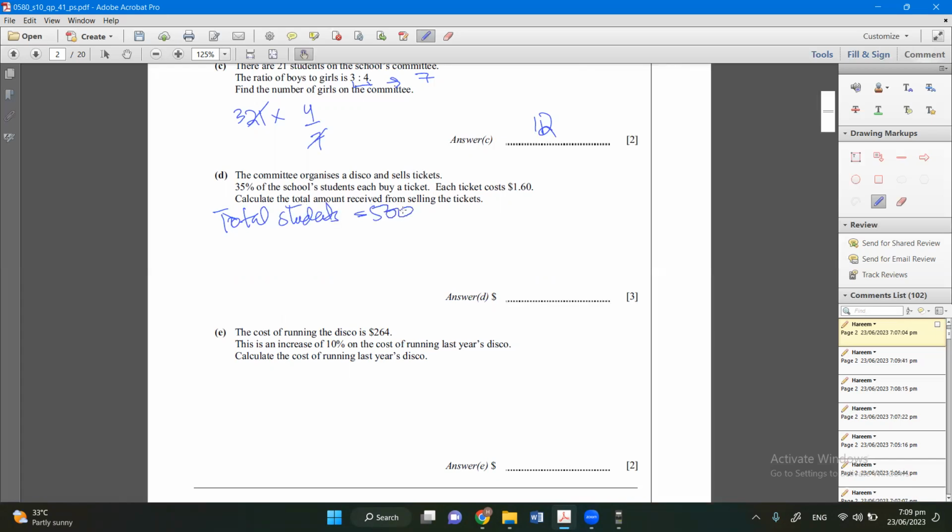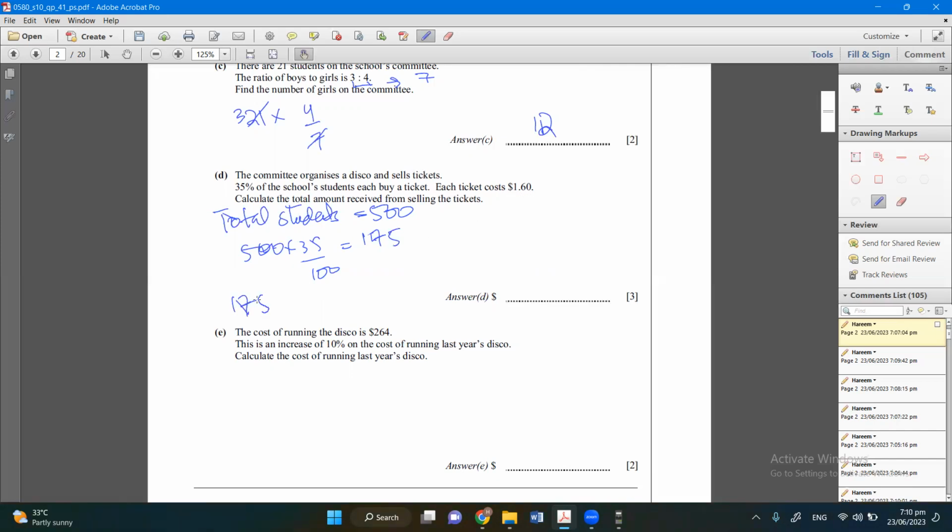Total students equals 500. If I take 35% of 500, how much is it? By calculating it, you will get 175. And each ticket is $1.60.